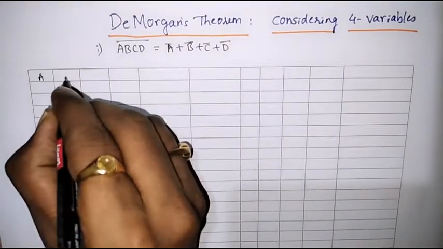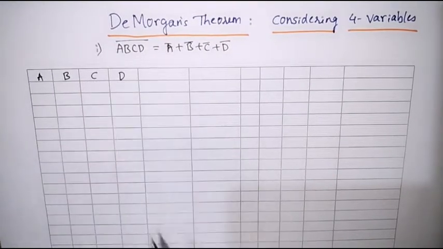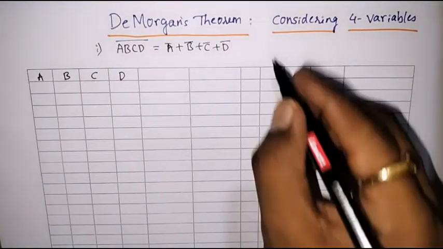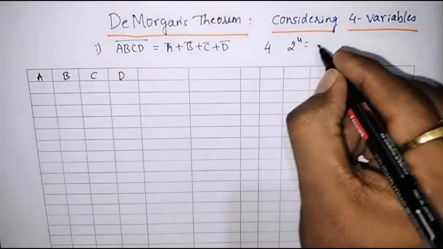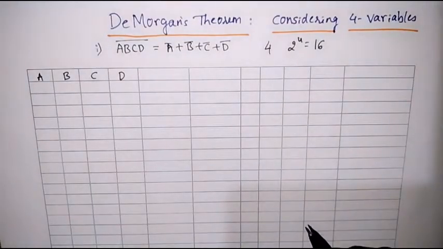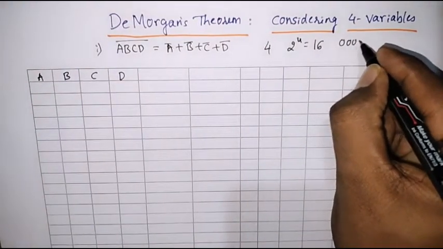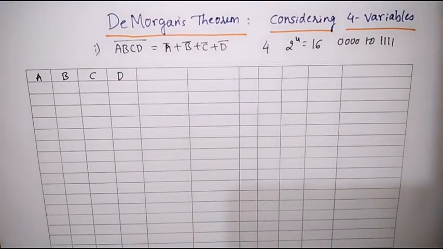Let this be the A variable, B variable, C variable, and this is the D variable. We know that there are four variables. It means we have 2 raised to 4 different possible inputs, that is 16 possible inputs from 0, 0, 0, 0 to 1, 1, 1, 1. Let us write all possible inputs first.